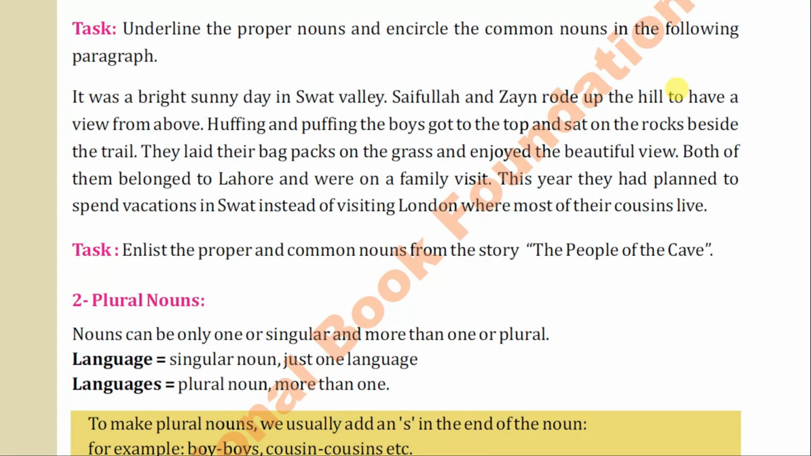It was a bright sunny day in Sawat Valley. If you concentrate on the sentence, day, that is a common noun. Sawat, this is the proper noun. Valley, obviously, the common noun. Saifullah and Zayan, proper nouns. Rode up the hill to have a view from above. Hill, that is a common noun.